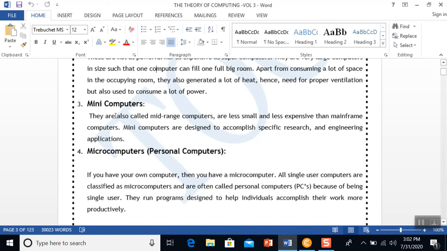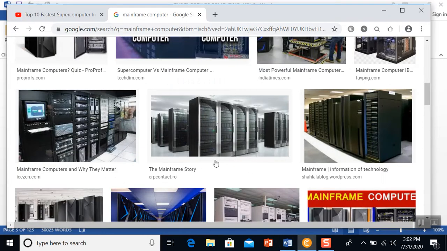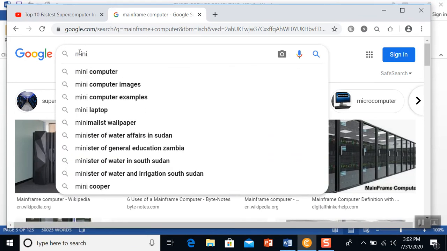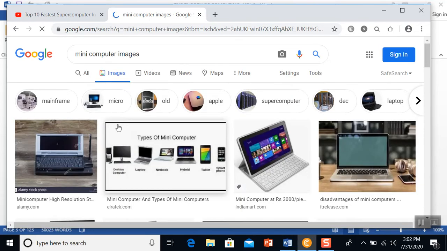Then we have the mini computers. Let me see from Google if we can have an example of a mini computer. Mini computer images.